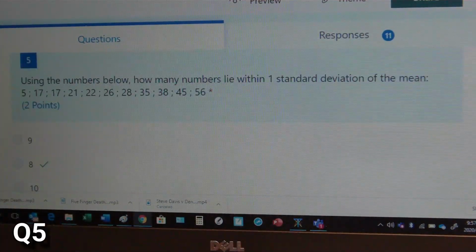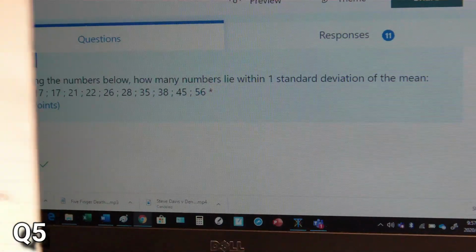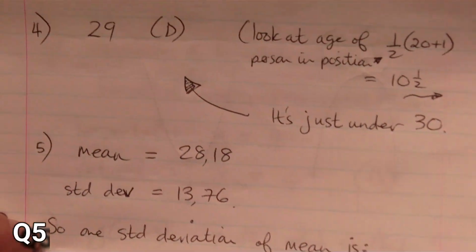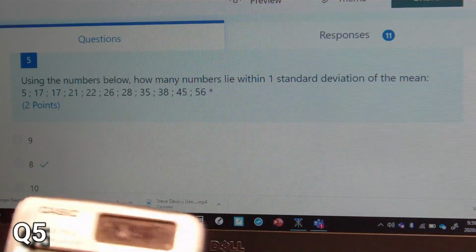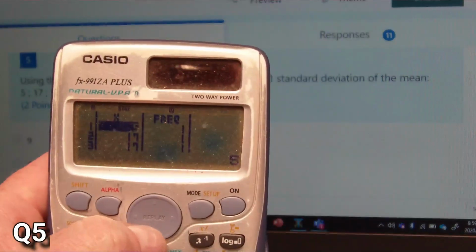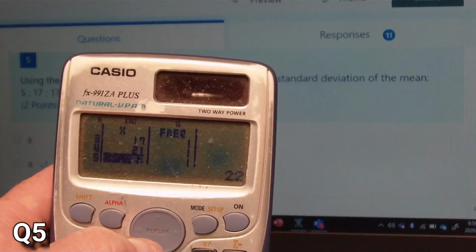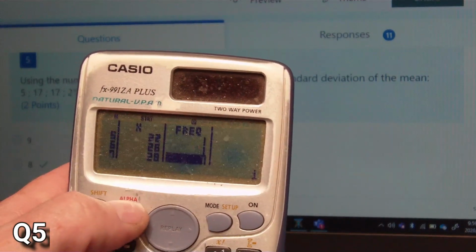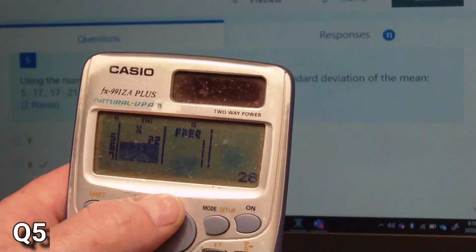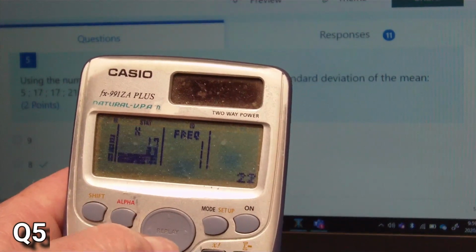For number 5, to find the mean of those numbers, you add them together and divide by how many numbers there are. That was easy. So the mean ended up being 28.18. I just put all those numbers into the table, as you can see, with a 1 in the frequency column. So basically it's just saying that there's 1 of each of those numbers.